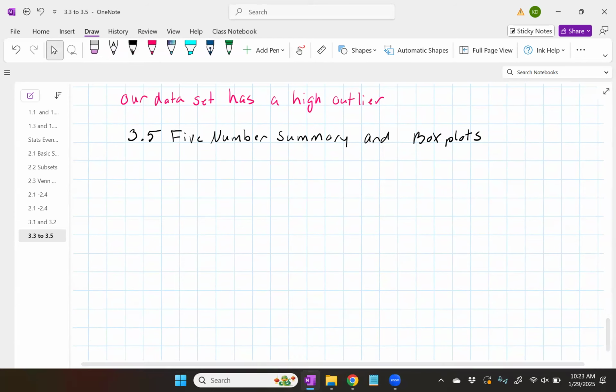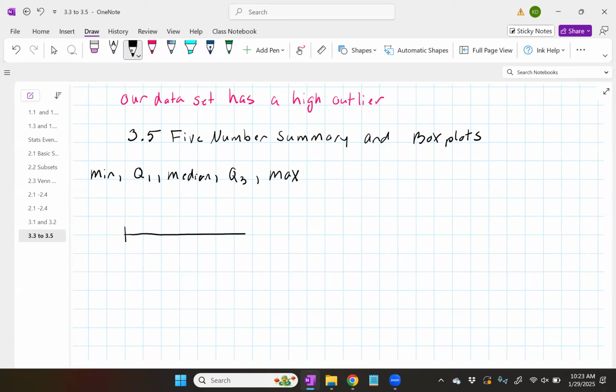No new concepts here, just a new way to present our data, which looks kind of cool. We need our min, our Q1, our median, Q3 and our max. You can add your fences. I find I usually don't need to, but we can do that. And then we're going to plot this. So we're going to make a number line that's hopefully to scale or close enough.